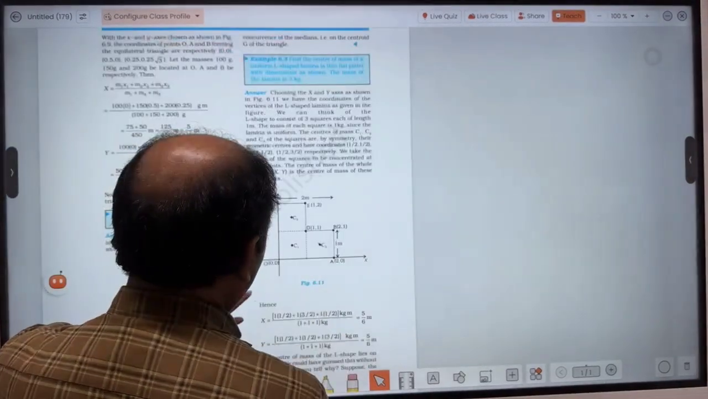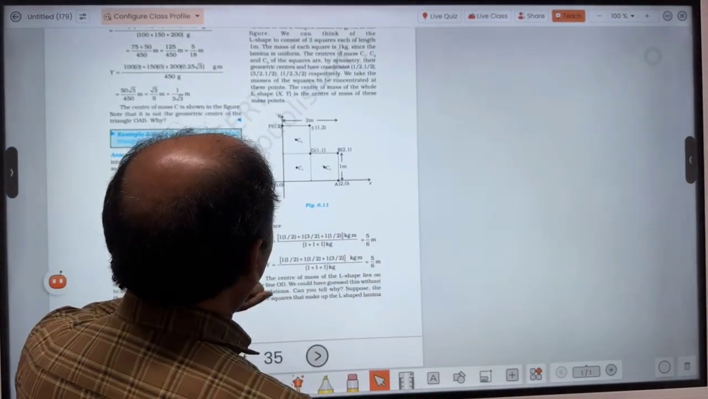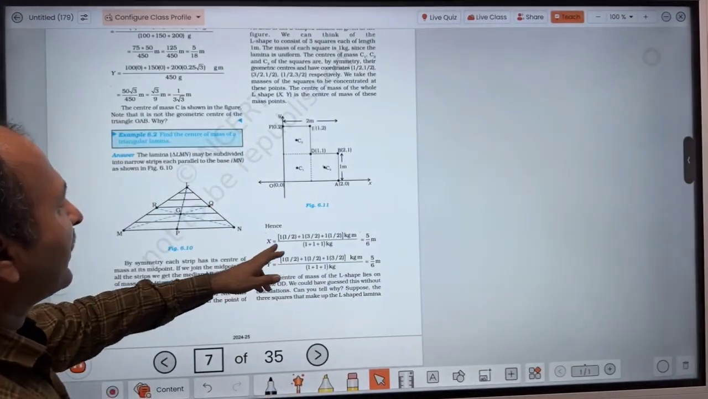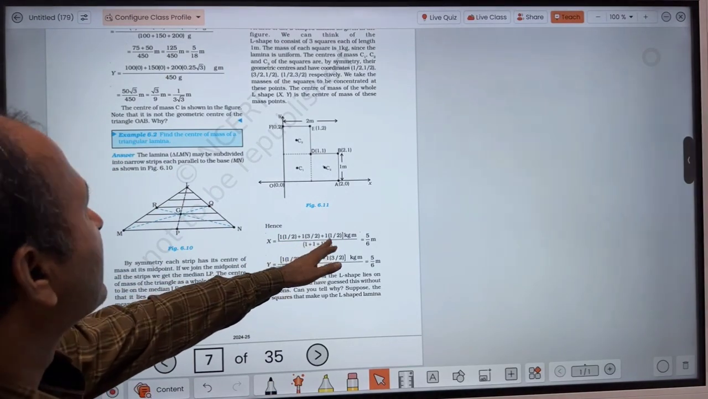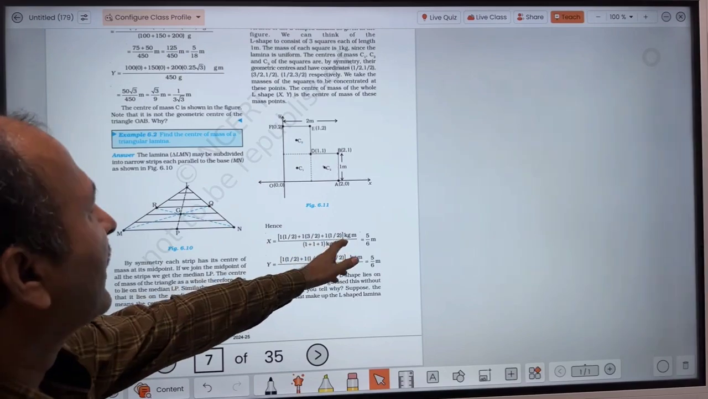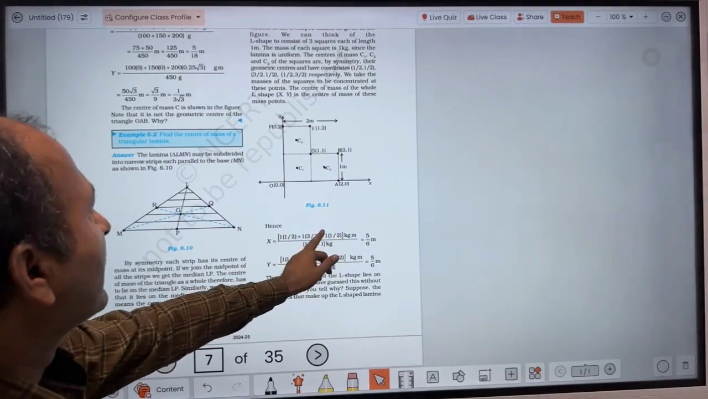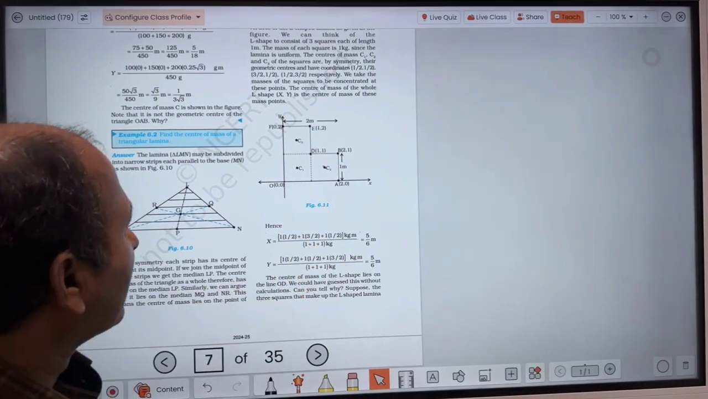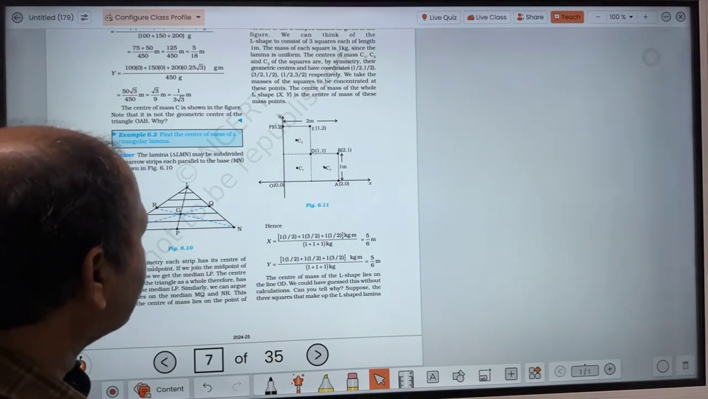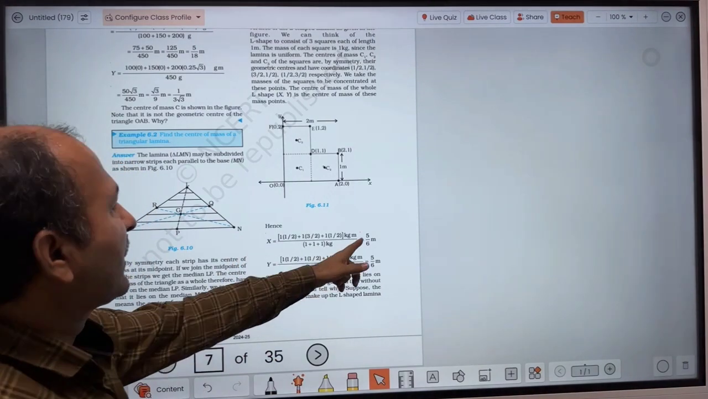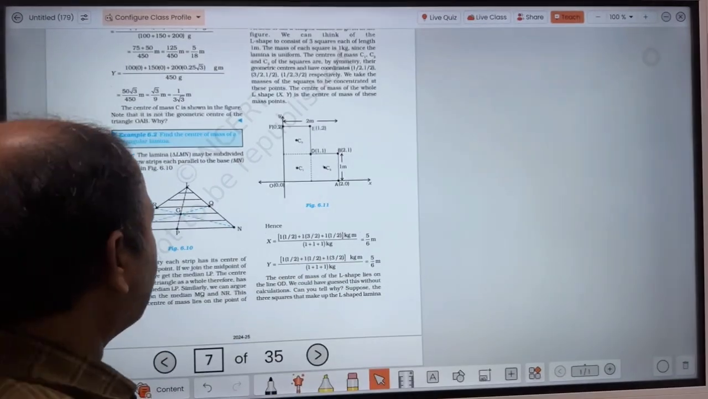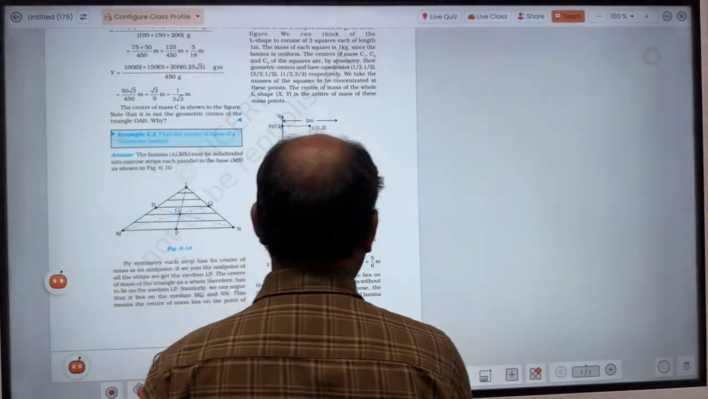Okay, let's see what is given here. The same thing is given: m times x1 plus m times x2 plus m times x3, where m is 1 kg, then divided by 3 kg. So we have got the coordinates of the center of mass as 5 by 6 and 5 by 6.